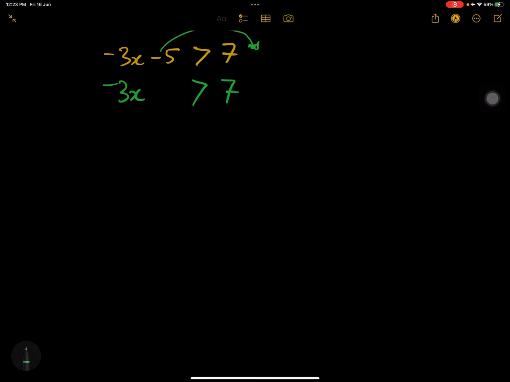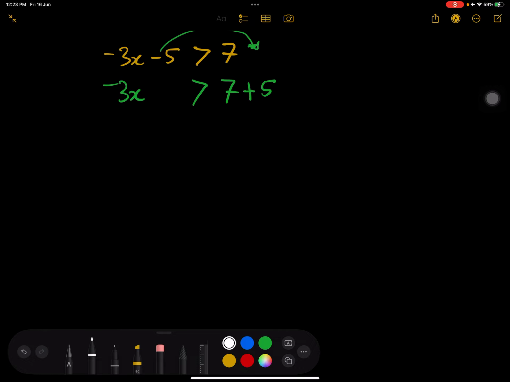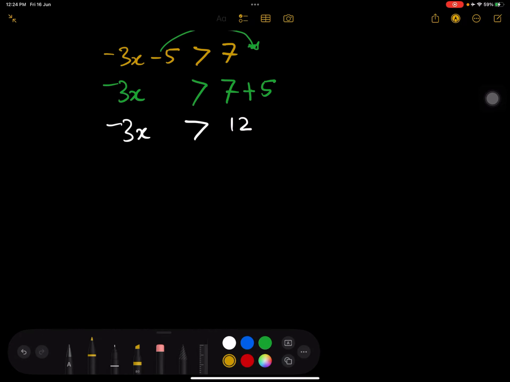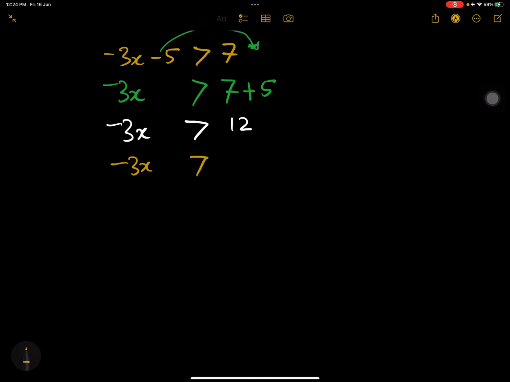Once it moves, the negative sign changes to positive 5. And then we are going to have negative 3x is greater than 12. But we are not done yet. We need to continue. We're going to have negative 3x greater than 12. We divide both sides by negative 3.